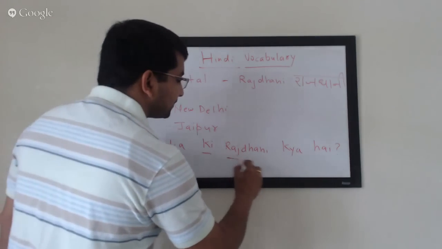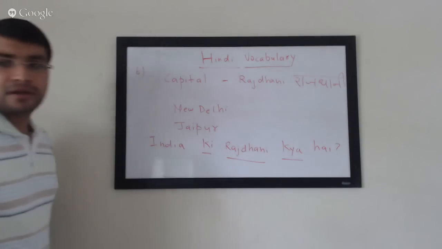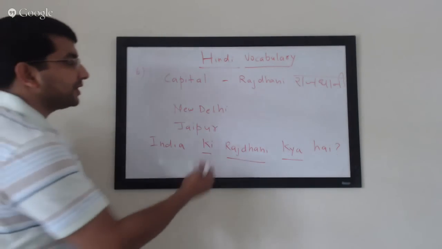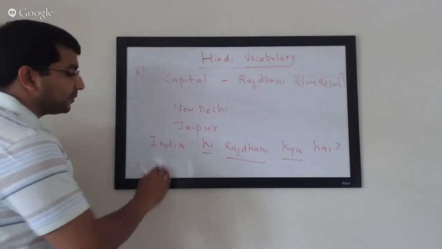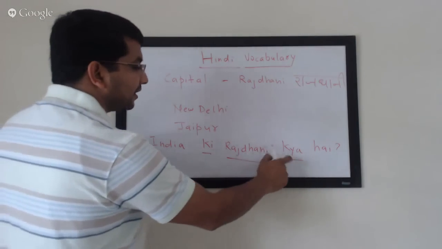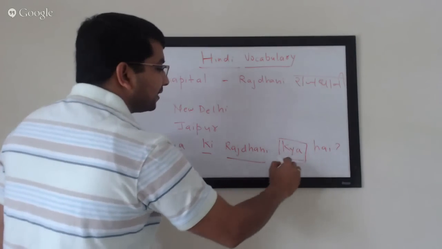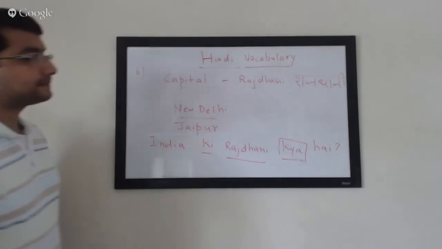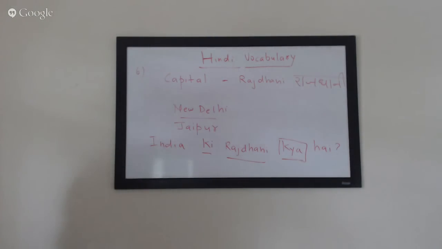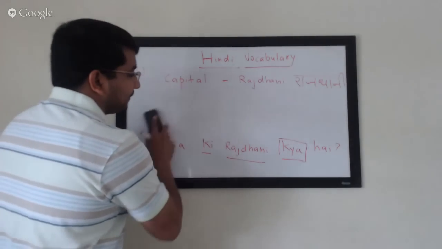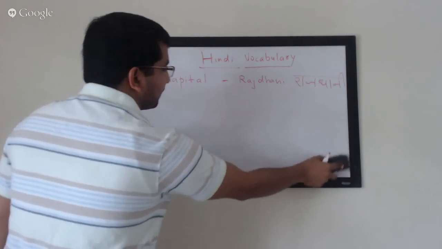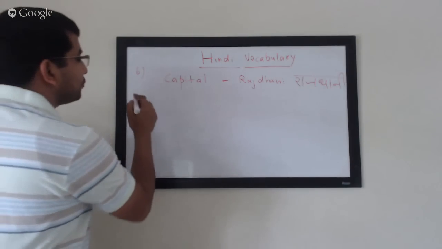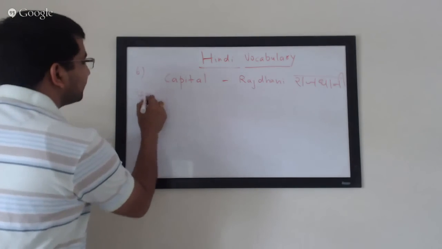राजधानी is capital. क्या is what. India की राजधानी क्या है? It should be clear that they're asking you the capital of India. You can reply India की राजधानी, and then क्या will be replaced by the capital of India, which is New Delhi. So India की राजधानी New Delhi है, right? I'm writing them down right now, and then we will see how to use them on our day-to-day basis.